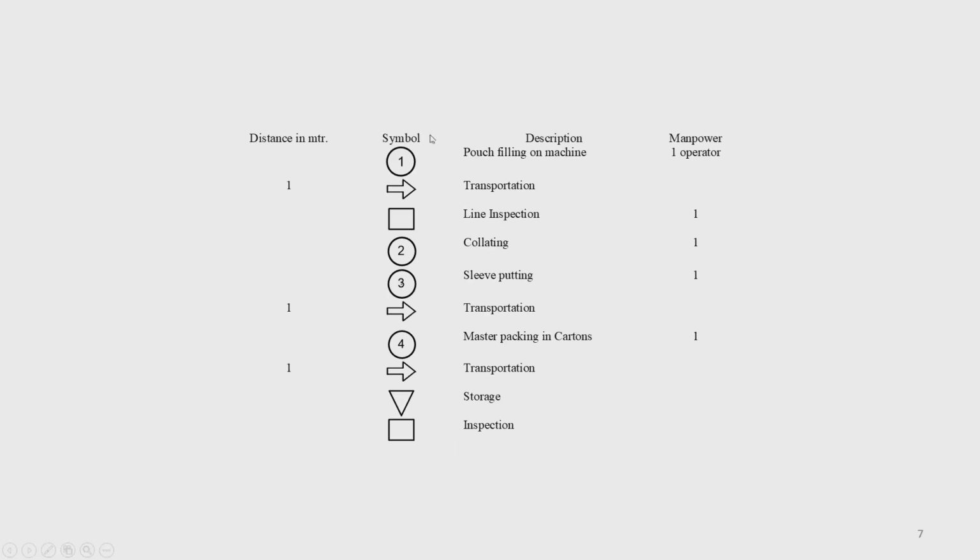Similarly, for another process there can be another flow chart. Pouch filling on machine is the first operation, with one manpower, 1 operator. Then transportation, then line inspection, then collating, where some operation is there. Then sleeve putting, then transportation. Then master packing in cartons, then transportation, then the inverted triangle meaning storage, and after that inspection.